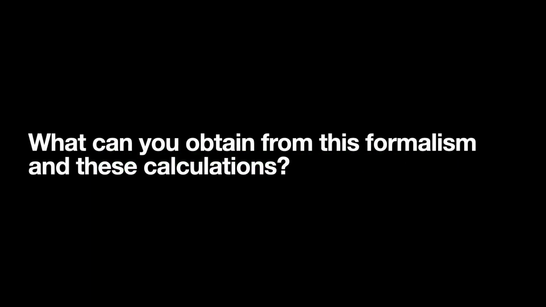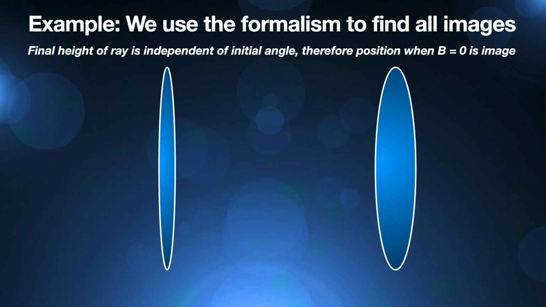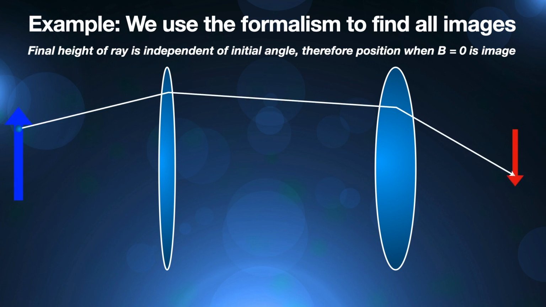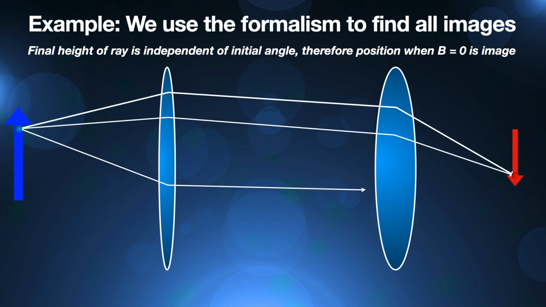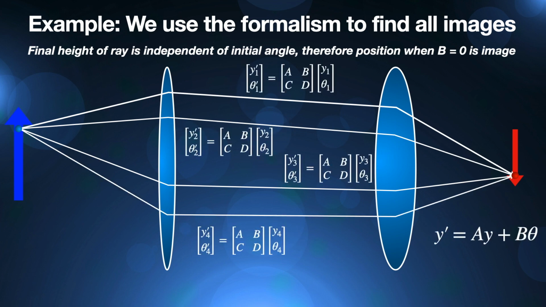So what can we obtain from this formalism and from these calculations with this simple Python module? Let's take a look at how we can use this formalism to find all images in a very simple system with two lenses. If we have an object with a point on that object, we know that all rays coming from this point will be imaged on the same height, on the same point on the image.